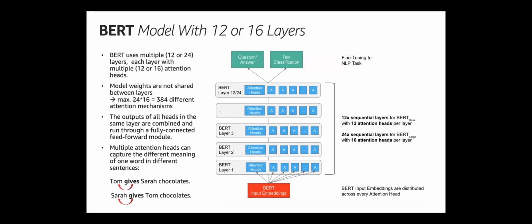And I do have an example here. Let's say Tom gives Sarah chocolates, and another sentence, Sarah gives Tom chocolates. So it's the exact same input tokens. And in this case, gives would have a same embedding if we didn't apply this multi-head attention. So by running those sentences across different heads, we're actually able to encode this.